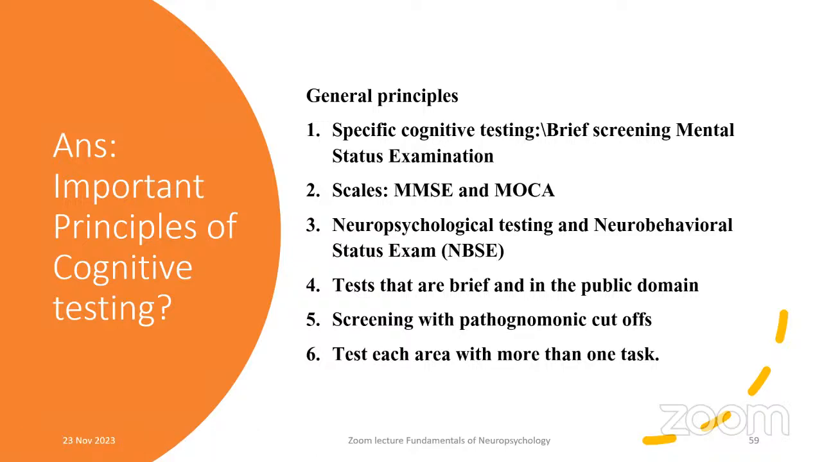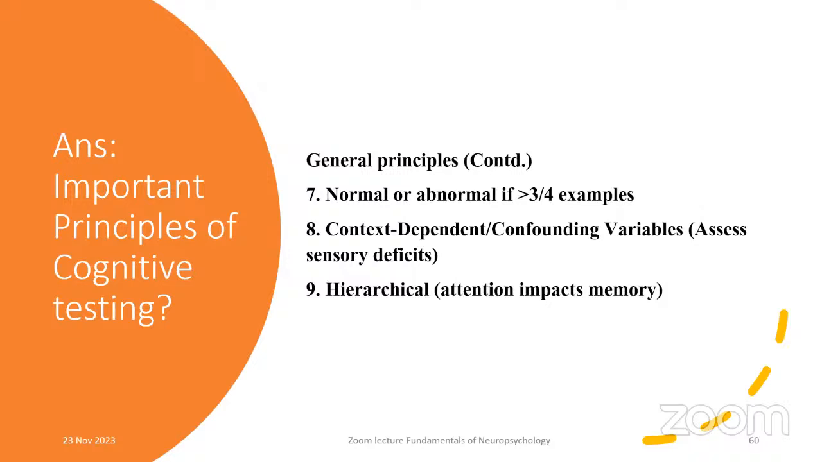Specific cognitive testing: brief screening, mental status examination, MMSE, MoCA scales are important. Neuropsychological testing and the neurobehavioral status exam come next. These tests that are brief and in the public domain are very useful, and there are some cutoffs. Test each area with more than one task. For the frontal lobe, you do more than one task, and likewise for the temporal lobe. At least a minimum of four if you can. If more than three out of four are failed, it's abnormal. If you're able to do three, that's okay, that's normal. Among confounding variables, hierarchical attention impacts memory.